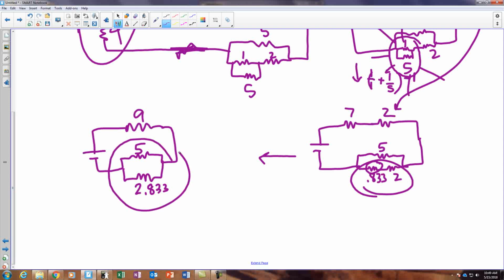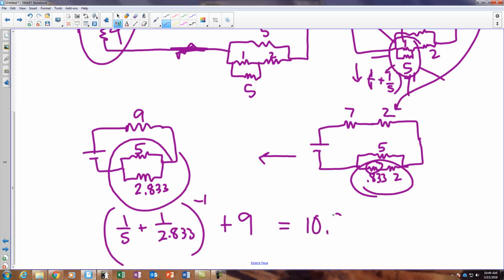What do we do about this? This is the 1 over 5 plus 1 over 2.833 to the negative 1. And while I'm at it, I'm just going to add 9 because I know I can just straight add the series piece. This will just spit out my final answer. Now I could have redrawn it again if I'd wanted to. I could calculate these individual pieces on their own. But where are we? 10.8 ohms, or roughly 11. Whichever way you want to write that. Questions?